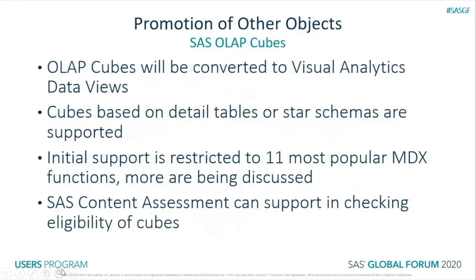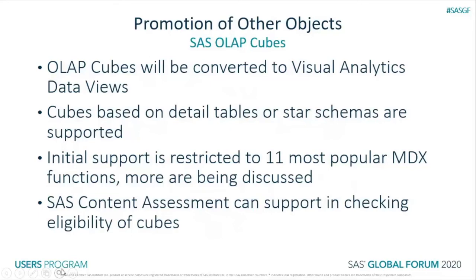Let's have a look at promotion of other objects. Lots of our customers are still using SAS Enterprise BI Server. One important object that is being used, for example, in Web Report Studio reports within SAS Enterprise BI Server are OLAP cubes. OLAP cubes are a multi-dimensional data structure that allows you accessing data on different hierarchy levels without recalculating everything on the fly.